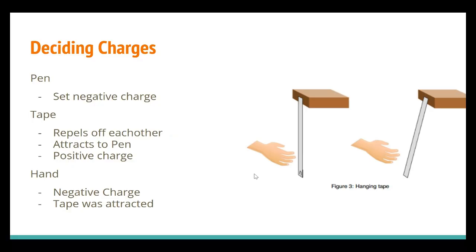When deciding the overall charges of the tape, we were given a pin which has a set negative charge. When the pin interacted with the piece of tape, we found that the tape was attracted to the pin, so we know that the tape has a positive charge. When we had our hand next to the piece of tape, the tape also went to our hand, which tells us that our hand has a negative charge.